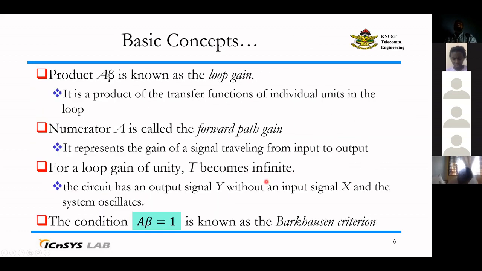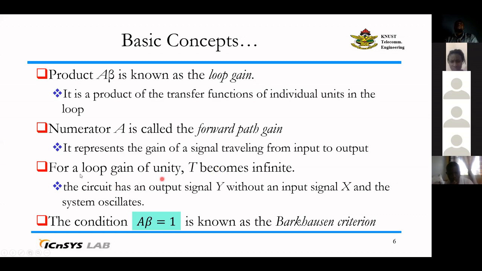Now, AB here, the product A beta, is known as the loop gain, which is a product of the transfer function of the individual units. So that's the amplifier and the resonator. The amplifier is characterized by A, and the resonator is characterized by B, and the product is called the loop gain. Another way of looking at it is that A is the forward path gain, or simply just the gain of the amplifier, and B is a factor of the resonance circuits, okay?